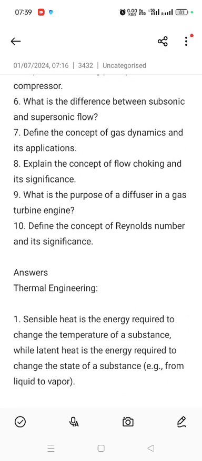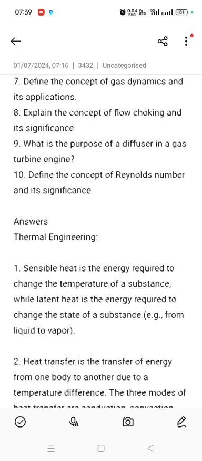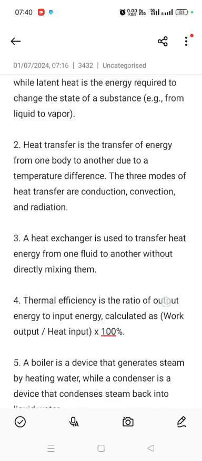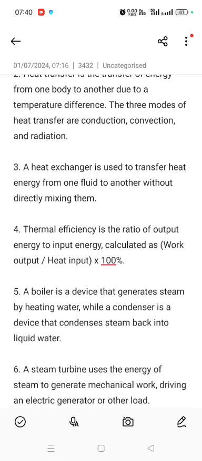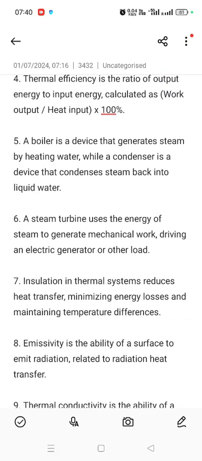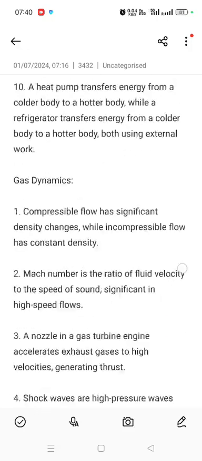Define the concept of Reynolds number and its significance. Reynolds number is a dimensionless number which is used to check whether the flow is laminar or turbulent, or in transition. Transition means in the laminar and turbulent region, both occur. Now let us see.